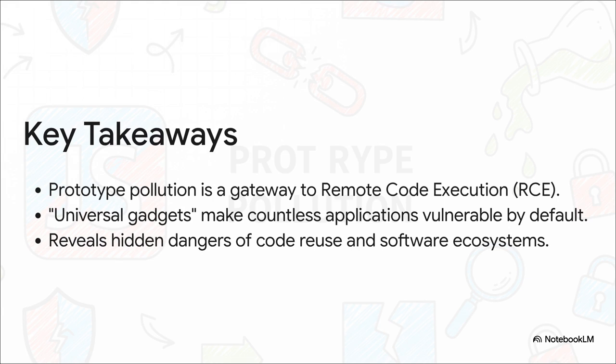Second, because of these universal gadgets, thousands of applications can be vulnerable without having a single flaw in their own code. And finally, it just goes to show how the very thing that makes software development so powerful and fast, reusing code and building on shared platforms, is also what creates these deep, systemic risks.